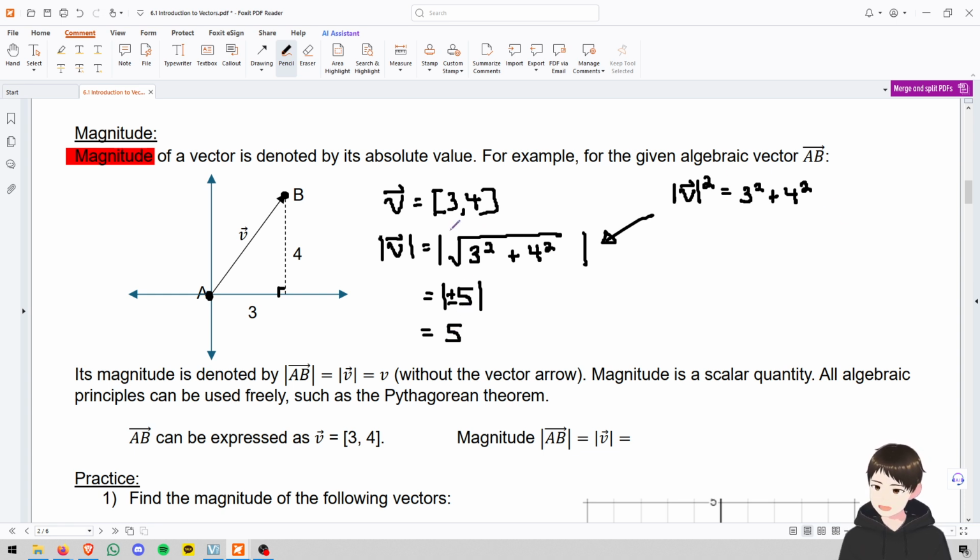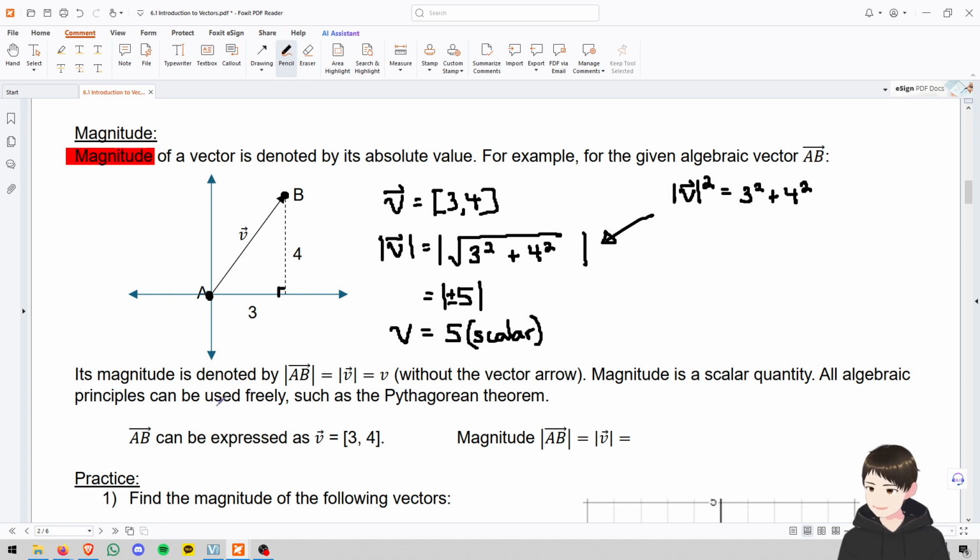Now, please also note, because it is a component, and I'm doing absolute value, I actually don't care if it's this way or this way, or if it happens to be this way, or this way. It's the same magnitude. I do not care about the direction. 5 is a scalar value. So we say its magnitude is denoted by the absolute value without the vector arrow. The magnitude is a scalar quantity. So this, I can simply write as v.